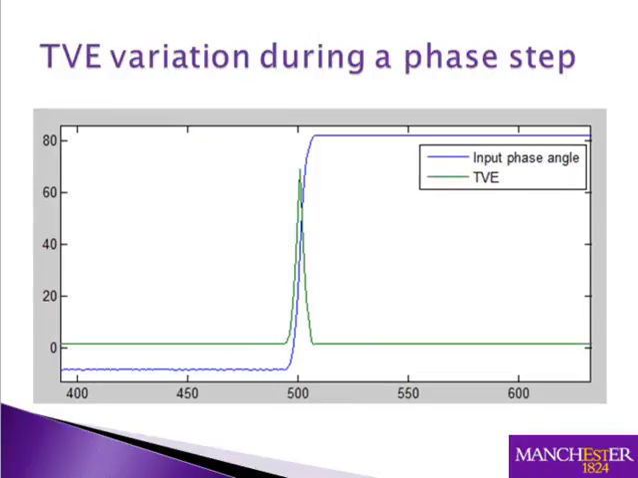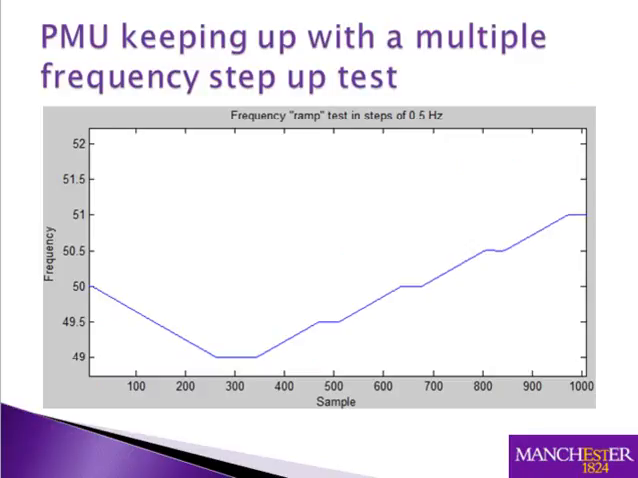You have exactly the same variation in case of a phase angle shift, as you can see, the variation is much higher. It's in the order of, I don't know, 80%, something like that, which is huge. So you can observe a much higher sensitivity in case of an angle shift. Also, this is a test where the PMU kept up with the frequency ramp.